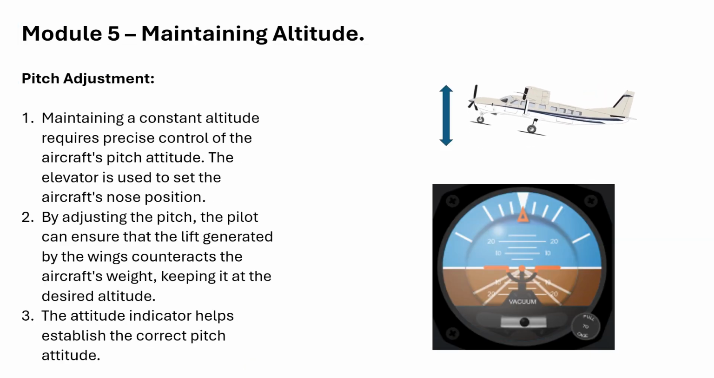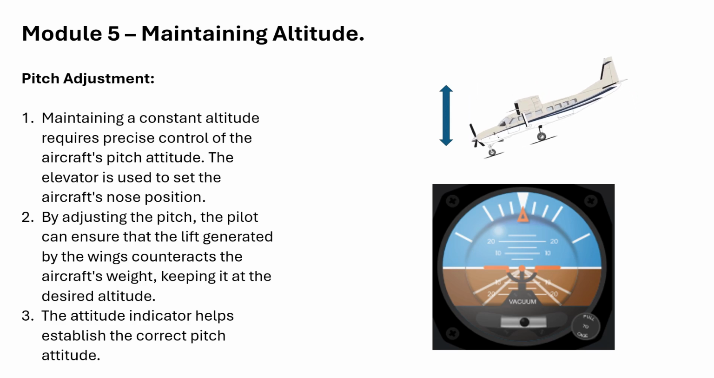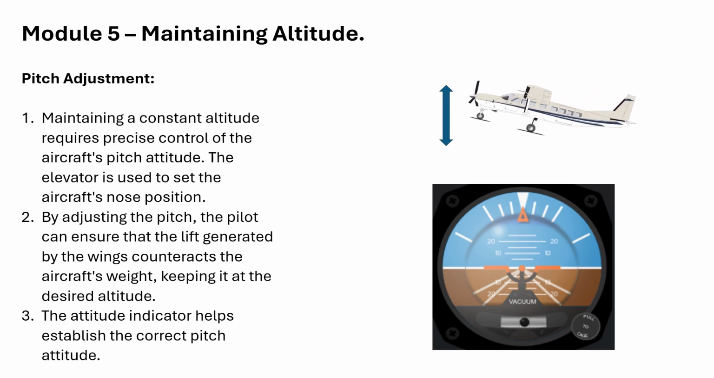Maintaining altitude. Pitch adjustment. 1. Maintaining a constant altitude requires precise control of the aircraft's pitch attitude. The elevator is used to set the aircraft's nose position. 2. By adjusting the pitch, the pilot can ensure that the lift generated by the wings counteracts the aircraft's weight, keeping it at the desired altitude. 3. The attitude indicator helps establish the correct pitch attitude.